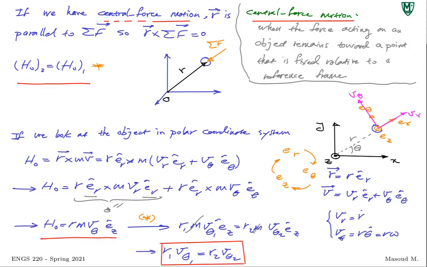r1 and r2 are the position vectors representing where your object, rigid body, or particle is at point 1 and at point 2, respectively. V theta 1 is the angular or transverse velocity, the velocity in the theta direction, however you want to refer to it, at point 1, and V theta 2 is the velocity in the theta direction at point 2. Right? So that is what you get from the fact that you have a central force motion, and as a result your angular momentum is constant.